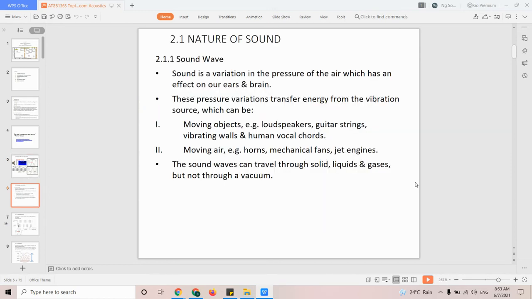They cannot travel in a vacuum, but they can travel in solid, liquid, and gases. The sound that we experience in our daily life is all traveling through the gases, which is the air around us. The way we perceive sound is through the variation in the pressure of the air, which will have an effect on our ear. And from our ear, it will send a signal to our brain, and that is how we perceive sound.